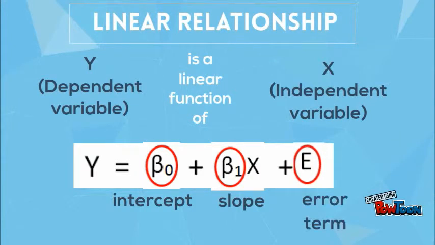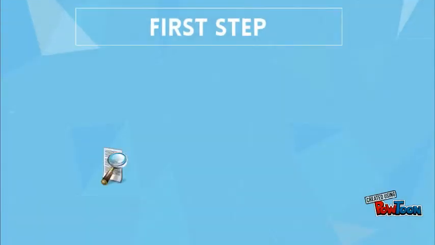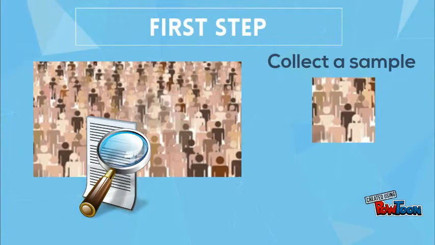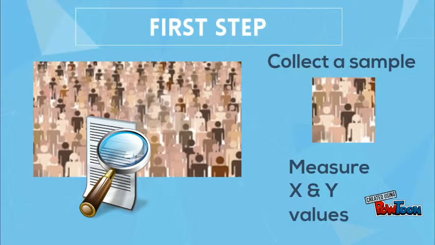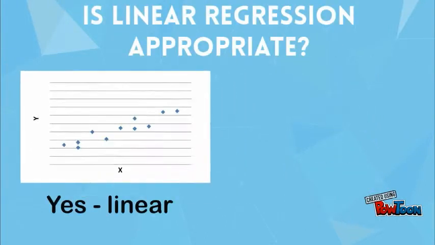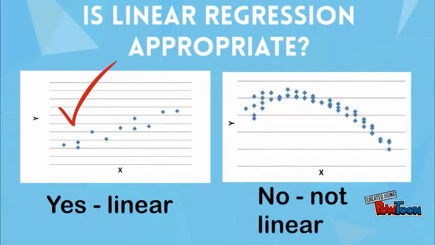account for random fluctuations. The first step in regression is to collect sample data from the population and to measure both the x and y values. Using an XY scatter plot, we should confirm visually that the points form a somewhat linear pattern as opposed to a curved or bent one.